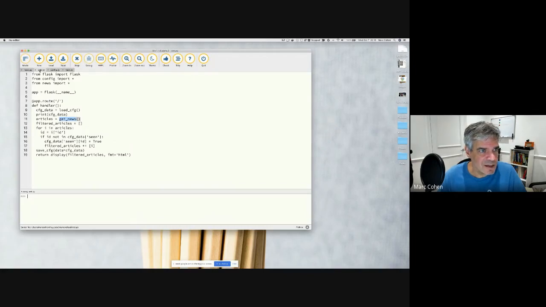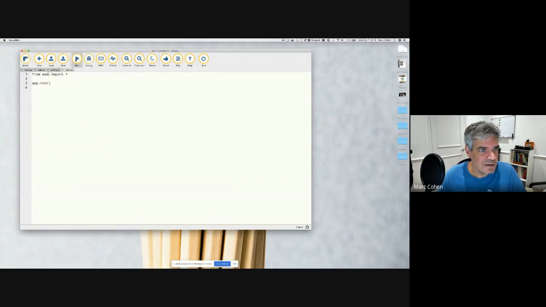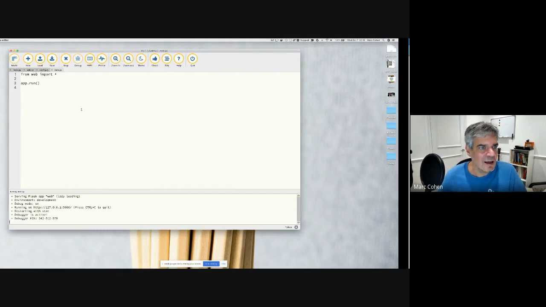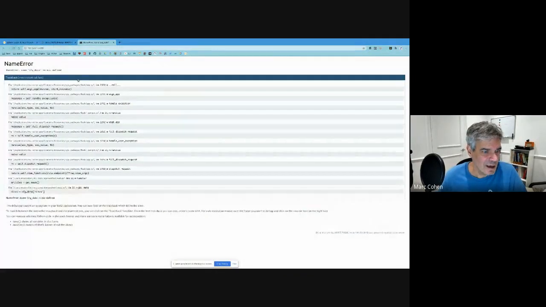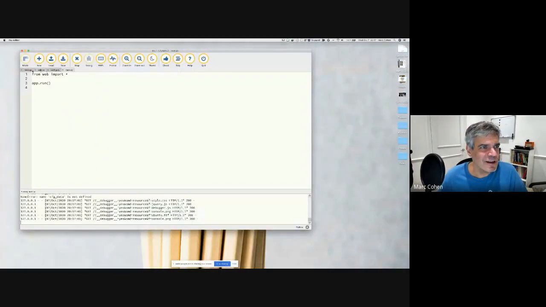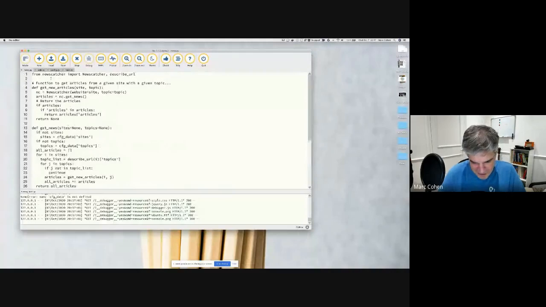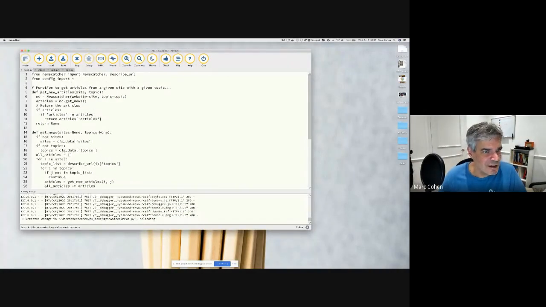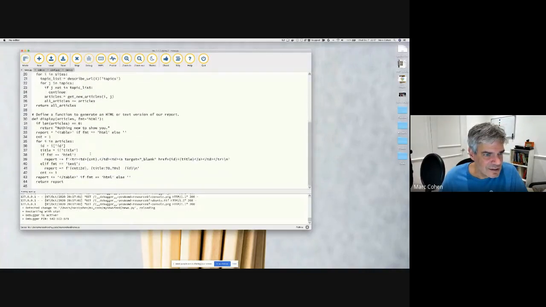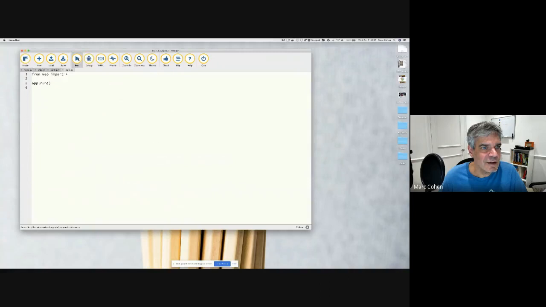Did the same mistake. Go to main, run main, reload, and config data is not defined in the news module. So hopefully you're getting the idea that you need to figure out everything you need and include it. From config import star. Do I need anything else? Don't think so. Let's go to main, run it.